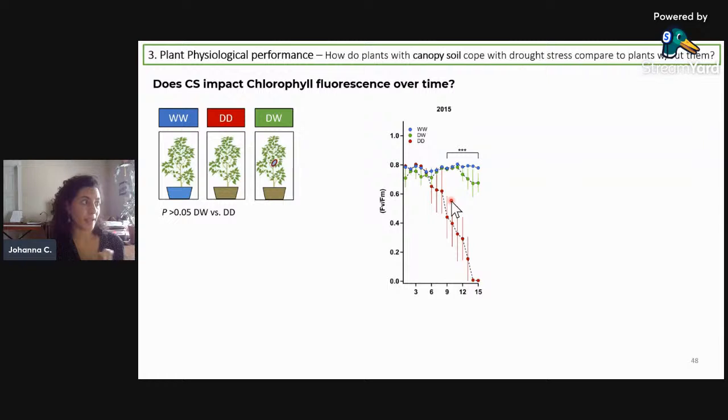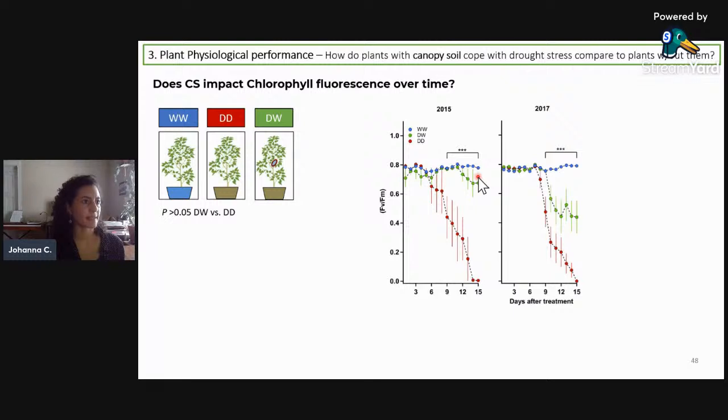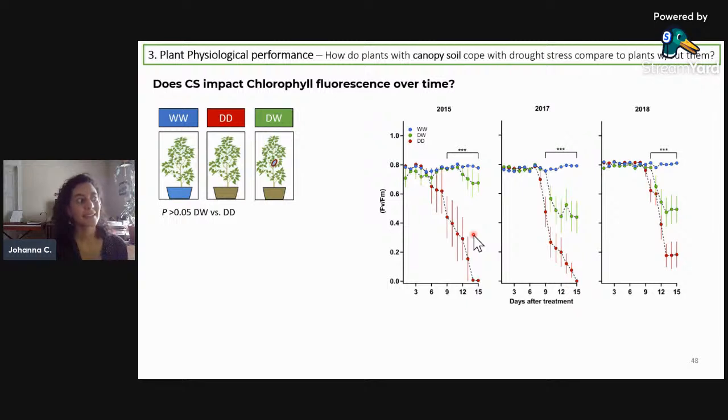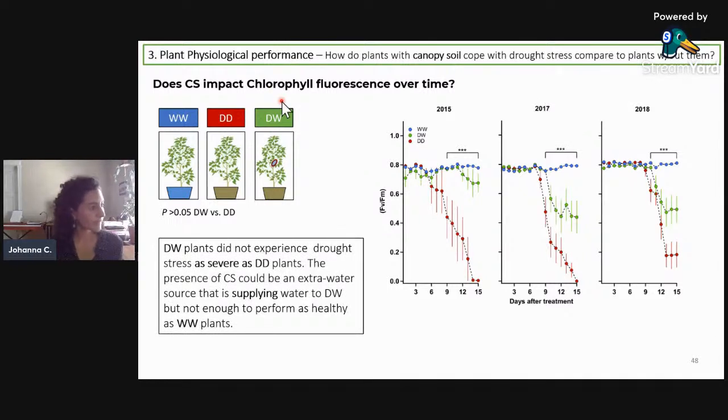They were completely dry, and the DW plants didn't decrease as much, so they are in between both. It seems like they are not reaching the same stress as the completely dry plants. Same thing we saw in 2017, and same thing we saw in 2018, which means, again, that the canopy soil is having some effect or is alleviating those stress conditions in the pot.